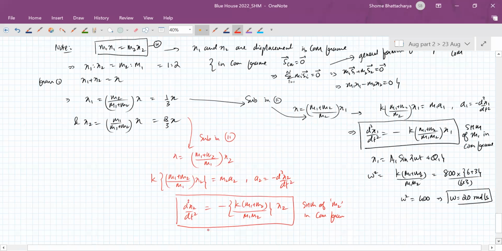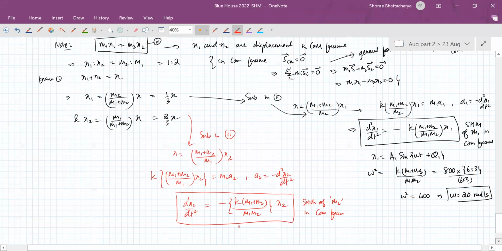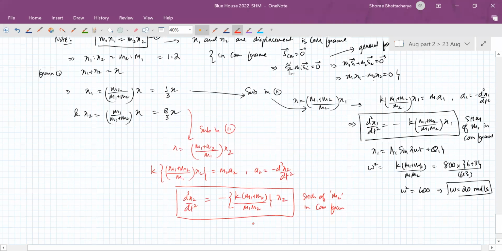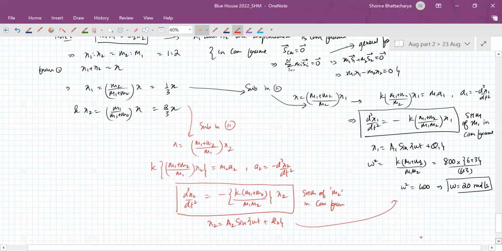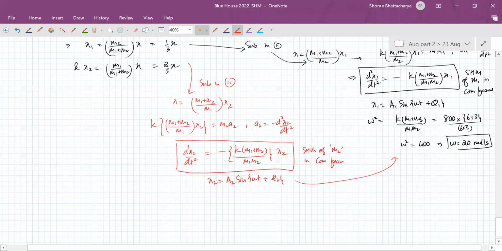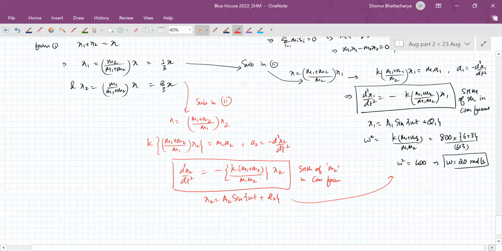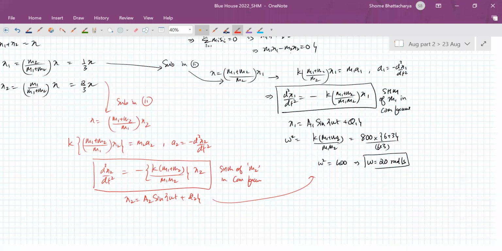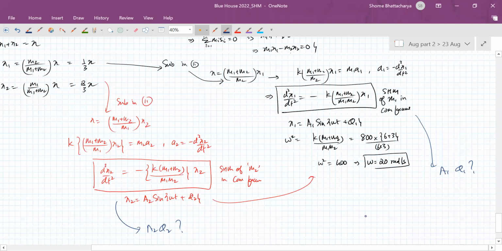So this shows us that x2 will be some amplitude, let's say a2, into sine of the same omega t plus some phase constant phi2, where this omega is the same. Now for finding a1, a2 and phi1, phi2, we have to use the initial conditions, which is going to be very similar in process. In this, we have to find a1 and phi1, and in this, a2 and phi2. Once we do that, the problem is complete.